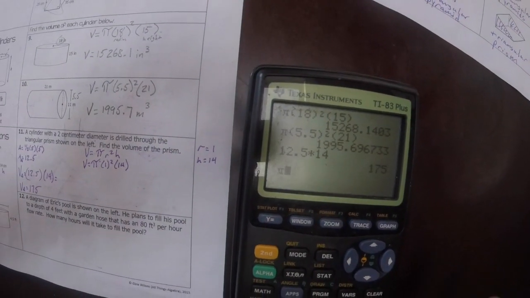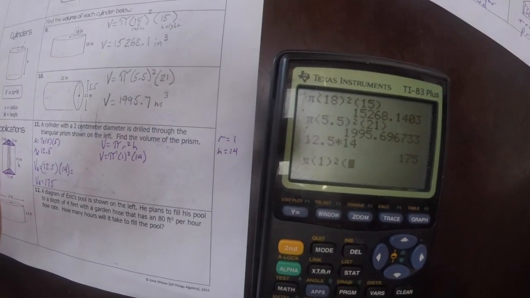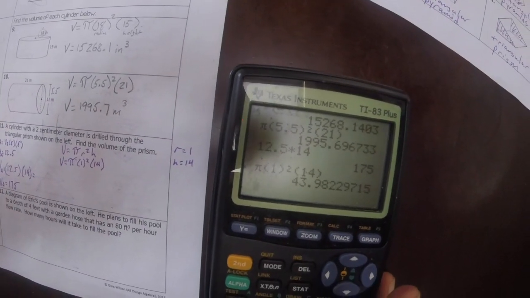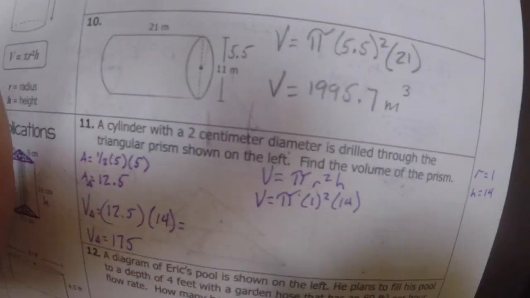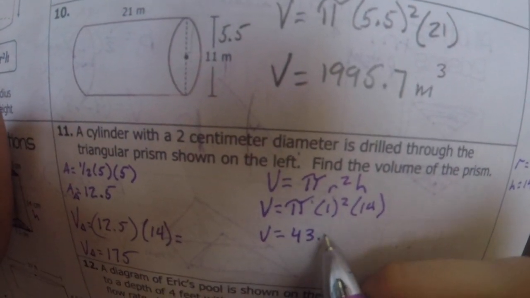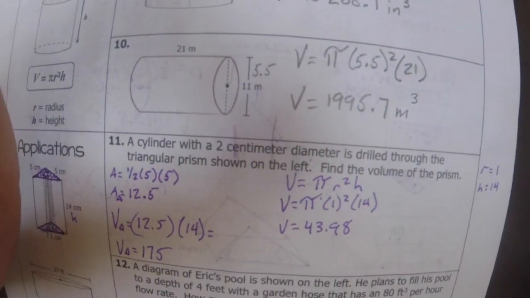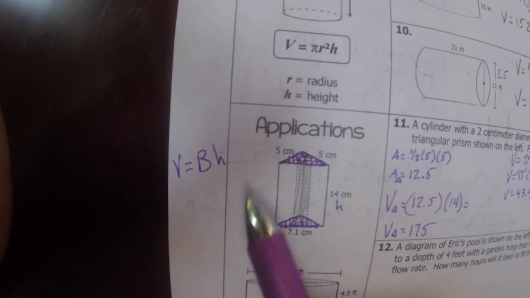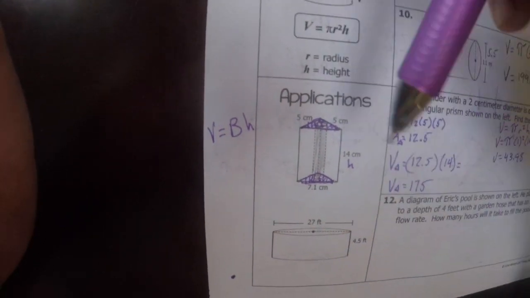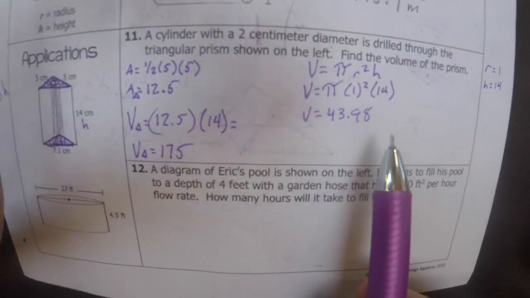Pi times 1 squared times 14, and I get 43.98. We'll round to the nearest hundredth. 43.98. So the volume of the whole prism before we drilled was 175. Then I took a drill and I drilled out 43.98.